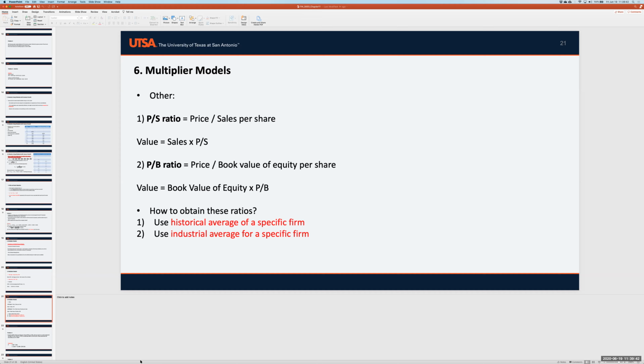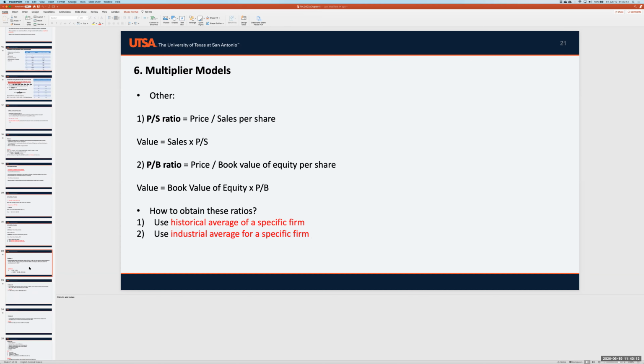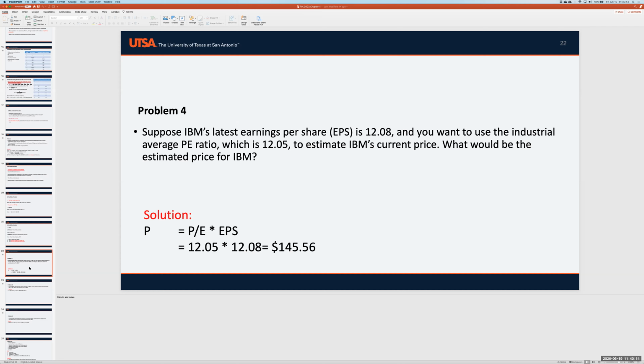So how to obtain these ratios? Historical average of the specific firm or industry average. There are two sources of getting these values, the PB, PS, or PE ratio. You can get the industrial average, like all tech companies' average, or you can just go back to the specific firm's historical values and take the average of them and use this value. It's straightforward, and the industry just applies these methods to value the companies.